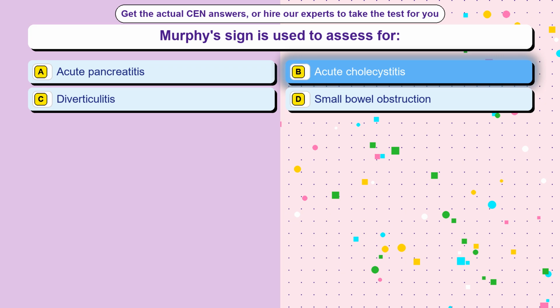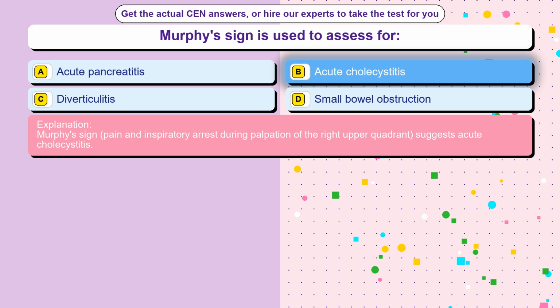The correct answer is option B. Acute cholecystitis. Murphy's sign, pain and inspiratory arrest during palpation of the right upper quadrant, suggests acute cholecystitis.